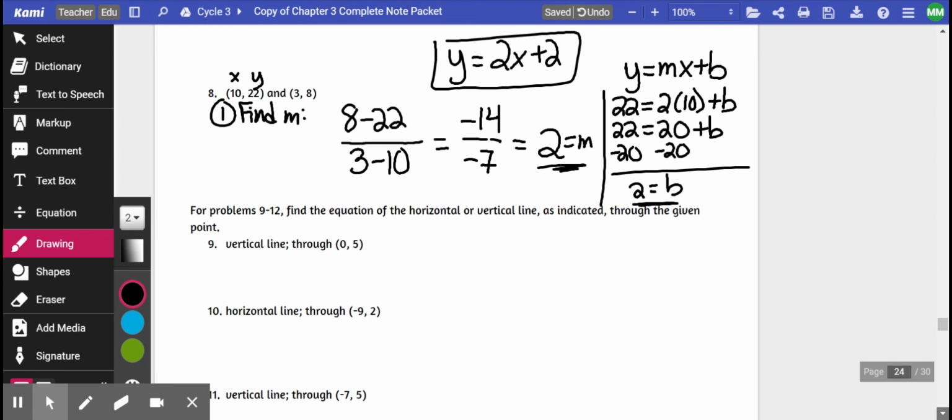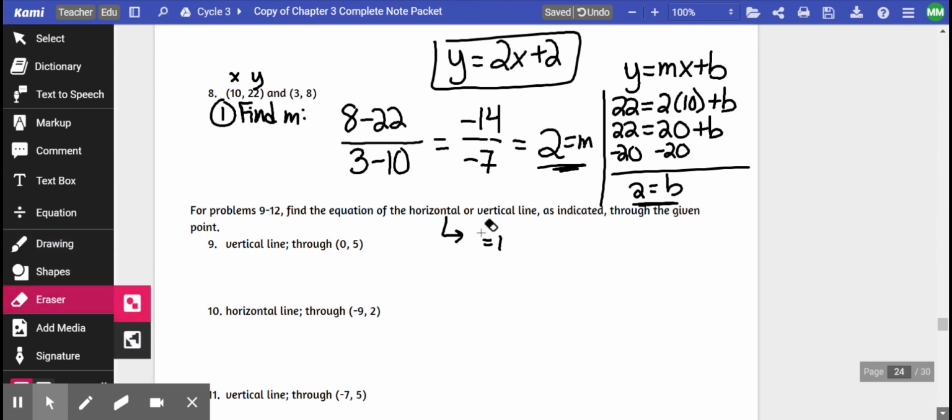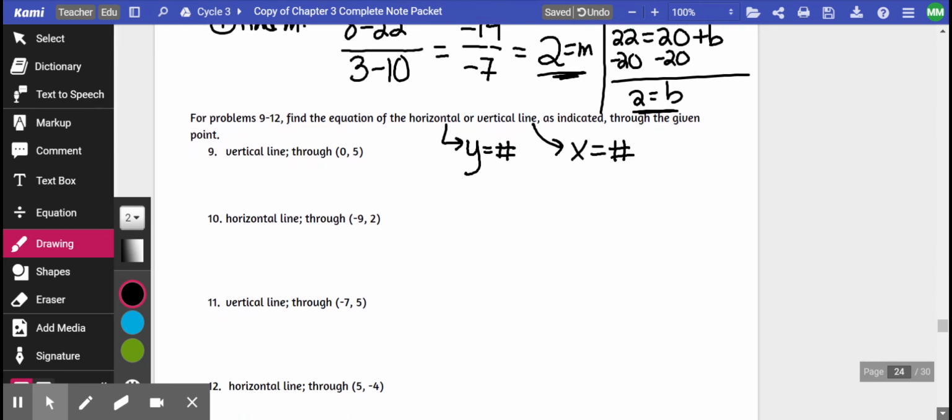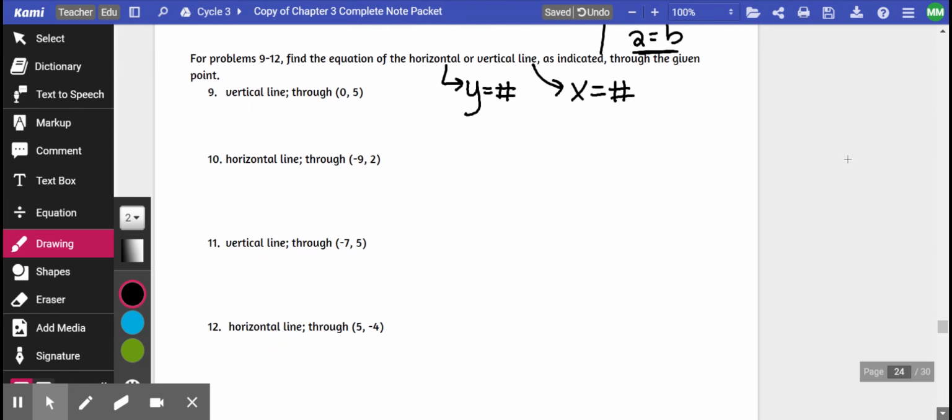For the last problems, you are just finding the equations for the horizontal or vertical line. Remember, if it is a horizontal line, it is going to be y equals a number. For your vertical line, it is going to be x equals a number. So what I like to do is I like to just circle which number we're going to be using. So let's look at which ones are horizontal. So number 10 and number 12 are horizontal lines. So those ones we're going to be using the y value.